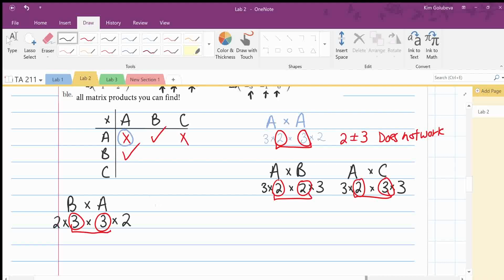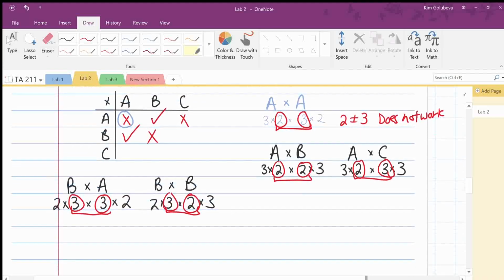Now we're doing B by B. Okay. And we have, what's B? 2 by 3 by 2 by 3. Look at the inner dimensions. They do not match, so this one doesn't work. There's no product there. So next we go B by C, and that is a 2 by 3 by 3 by 3.